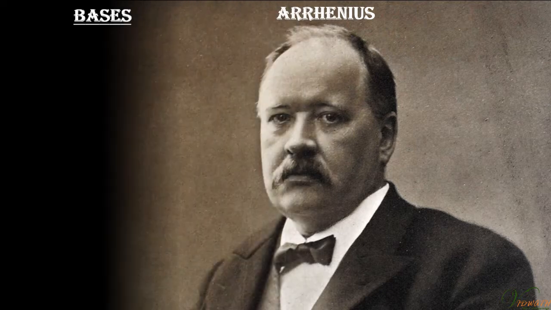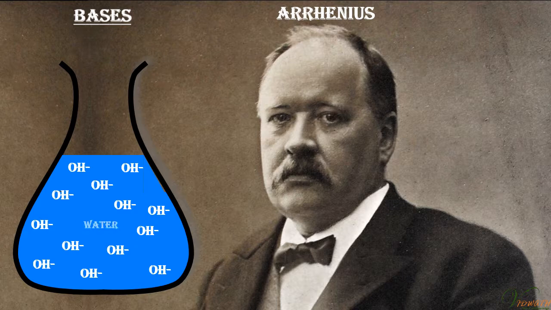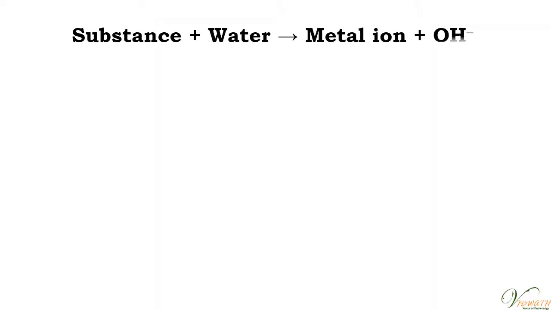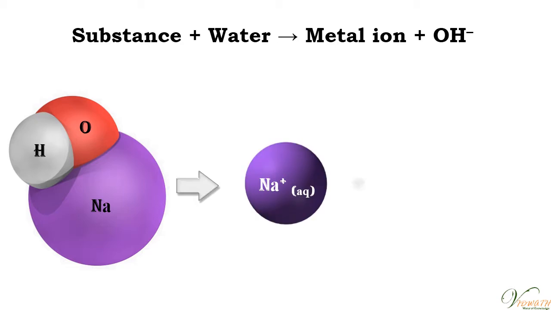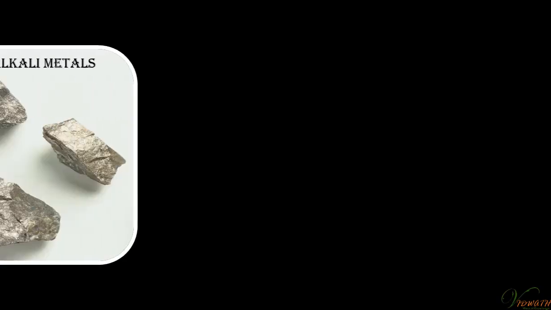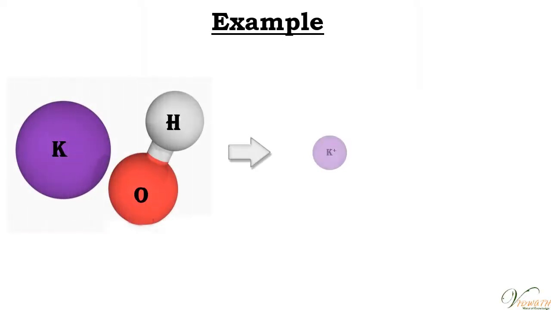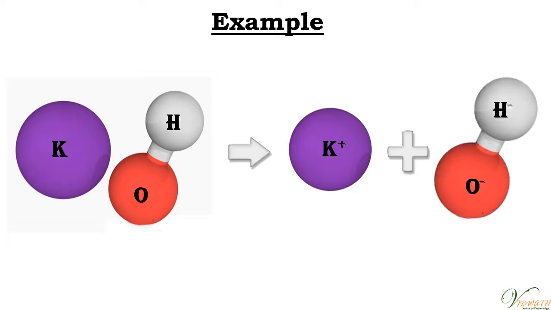Bases. According to Arrhenius' theory, any substance that can produce hydroxide ions when dissolved in water is called a base. Substance plus water gives metal ion plus OH minus. Example, NaOH gives Na plus OH minus. A base is said to be an alkali if it is soluble in water. In general, hydroxides of alkali metals and alkaline earth metals are considered as alkalis. Example, KOH gives K plus OH minus.